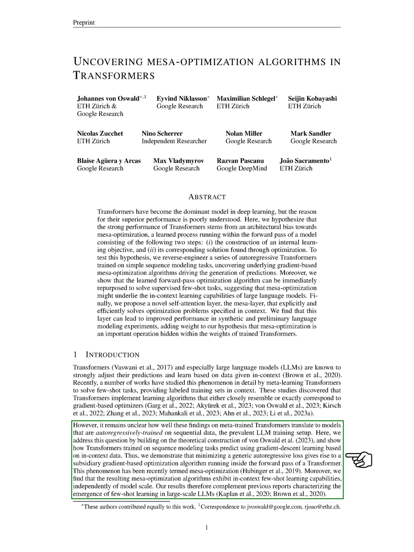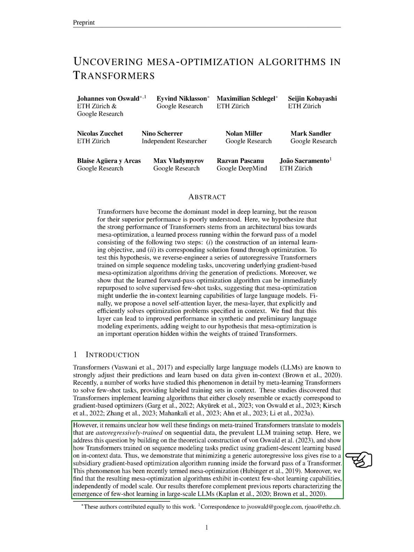However, it's not clear if these findings apply to models trained on sequential data, which is the common training setup for LLMs. To address this, we build on existing theories and demonstrate that transformers trained on sequence modeling tasks can predict using gradient descent learning based on in-context data. This means that when a transformer minimizes a generic autoregressive loss, it triggers a secondary gradient-based optimization algorithm within the transformer's forward pass. This process is known as mesa-optimization.